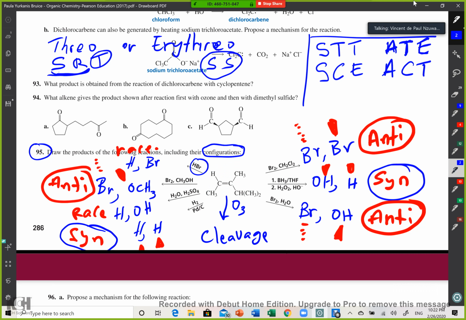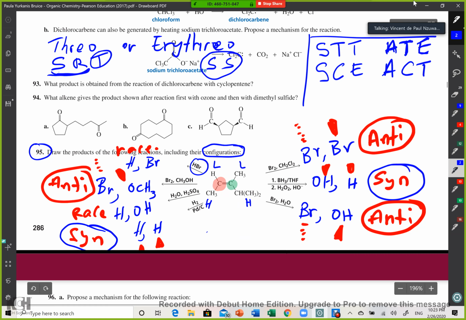So in this case, when I look at this carbon atom here, this is a low priority group and this is a high priority group. And when I look at the next carbon atom over here, I will have this one as my low priority, and this other one here as the high priority. So because the high priorities are on the same side, my starting material is a Z starting material. So that is a cis starting material.